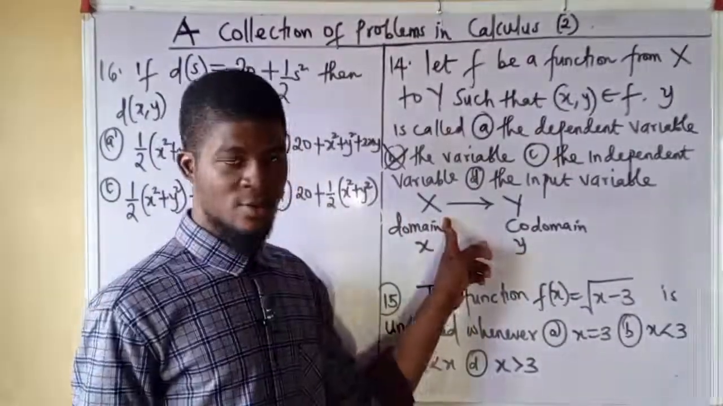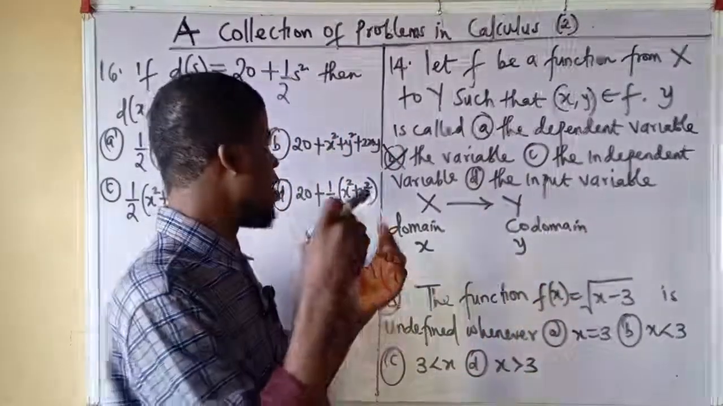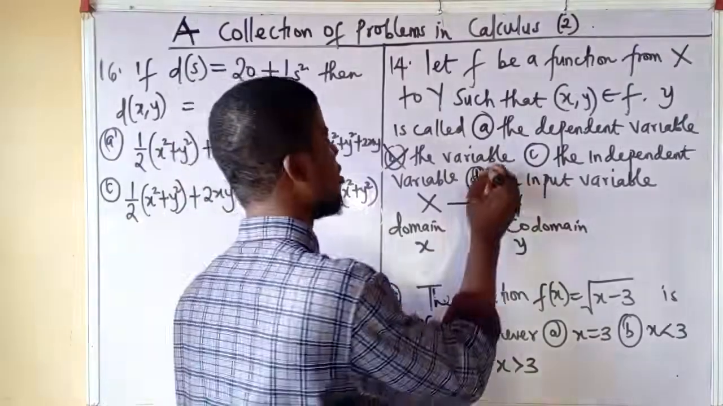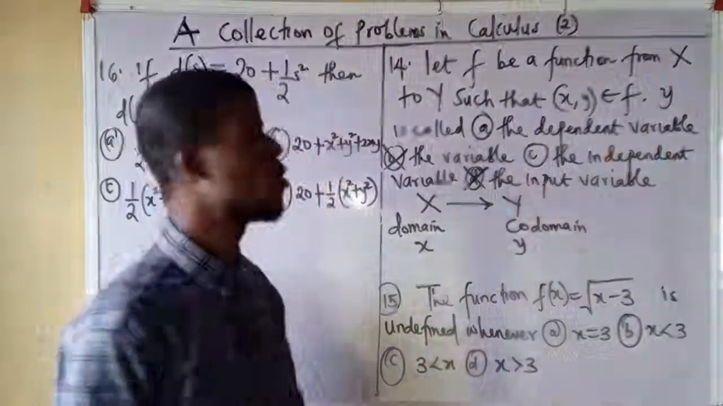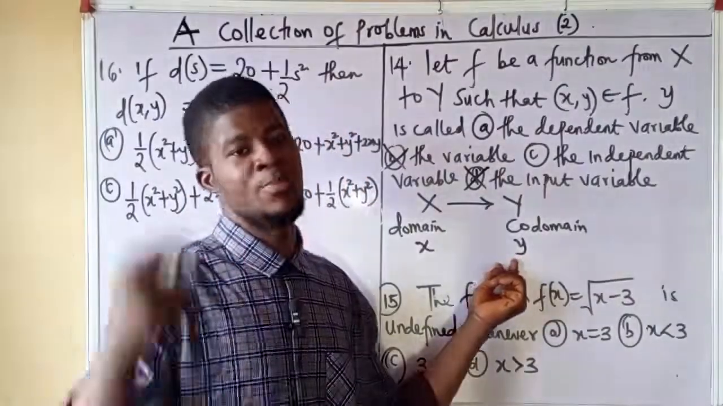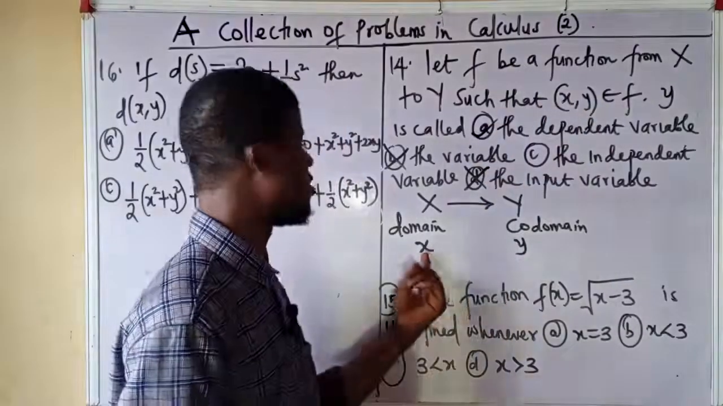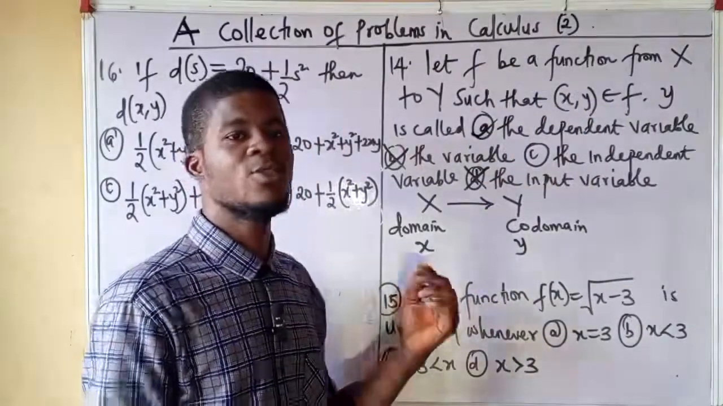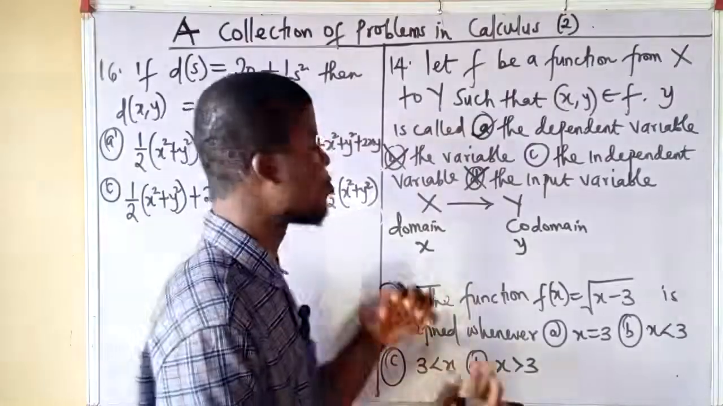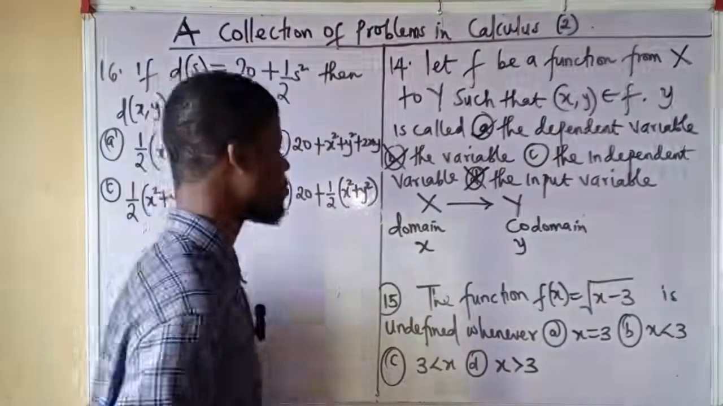Domain is input value, this is output value. So x, we call them the input values. So this cannot be the answer because we are looking for y. So y is either the output value or we call it the dependent variable. That is it. X is actually independent. So input values are always the independent variables, while the output values are always the dependent variables. That's just it for question 14.